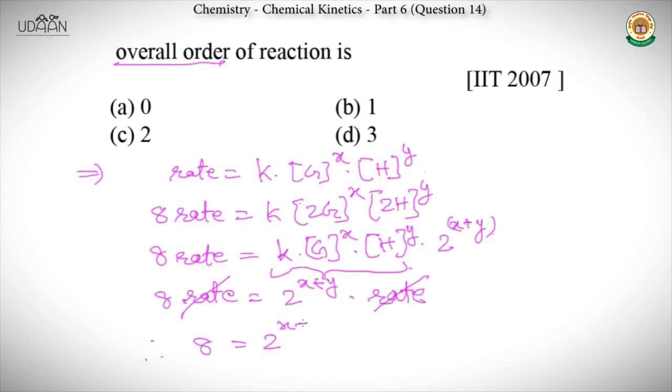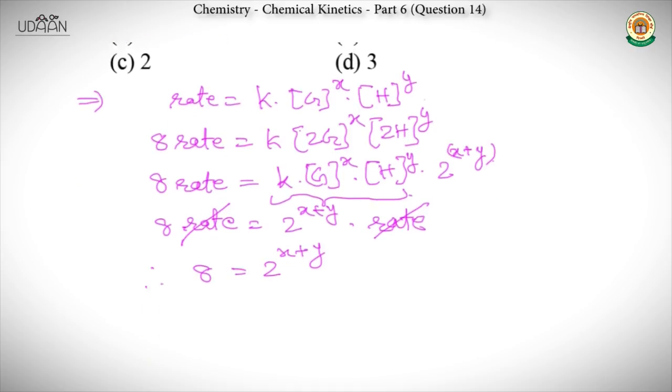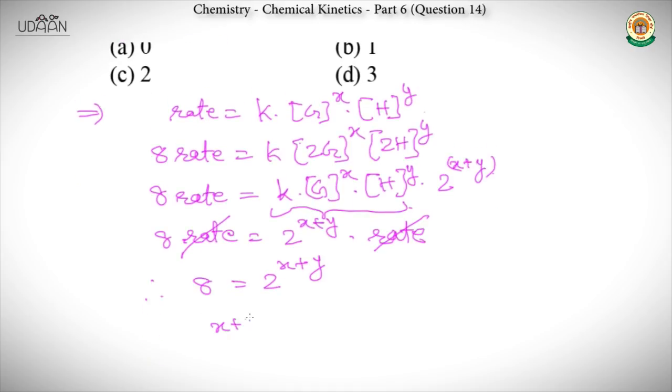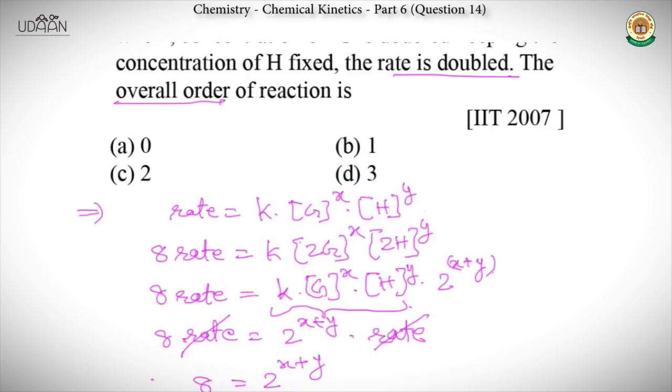Therefore 8 is equal to 2 raised to the power X plus Y. So X plus Y is equal to 3, as 2 to the power 3 is 8. And X plus Y is also equal to the overall order. Therefore the answer is 3. Okay.